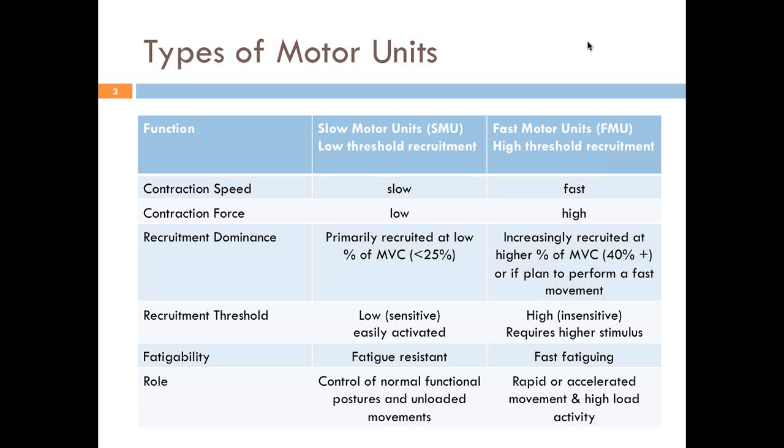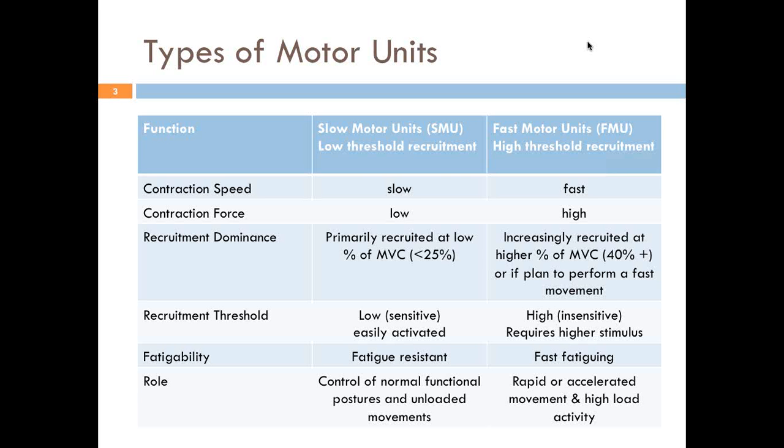So the slow motor units have a slow contraction speed and their force is very low. They're recruited at a very low percentage of maximum voluntary contraction, less than 25%. It doesn't take much, so their threshold is very low. They're easily activated and can stay on for a long period of time. They're fatigue resistant, and their role is to control normal functional postures and unloaded movements. When you're standing for long periods of time, these are your postural muscles that are working. When you're lying down and need to do things at a very low level or low load, you're going to be using your slow motor units.